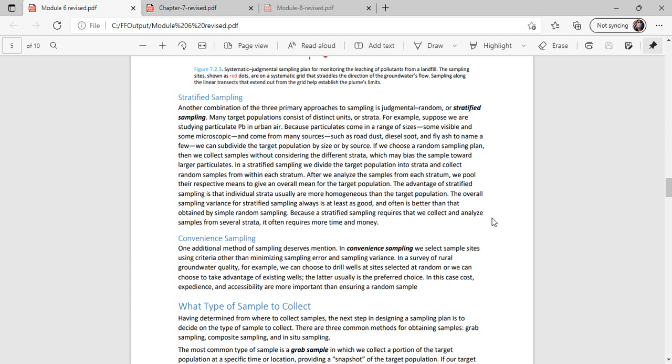The advantage of the stratified nga sampling is that individual strata usually are more homogeneous than a target population. Also, the overall sampling variance for your stratified sampling always is at least as good, and often it is better than what is obtained from a simple random nga sampling, because a stratified nga sampling requires that we collect and analyze sample from several nga strata or several nga units. It often requires more time kag also money.